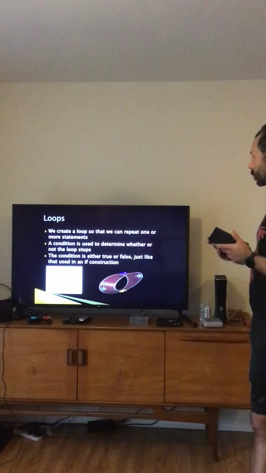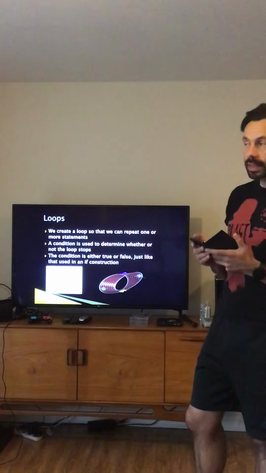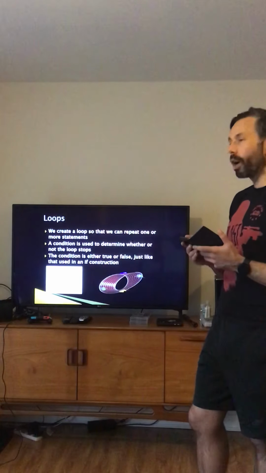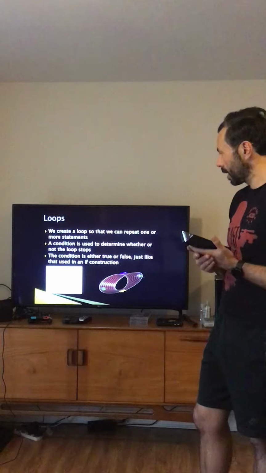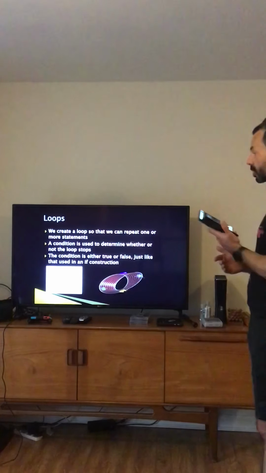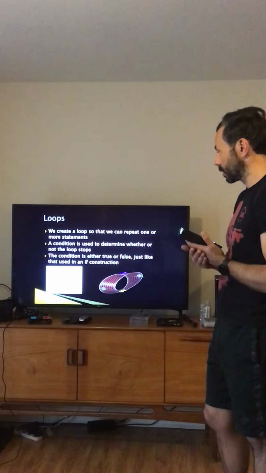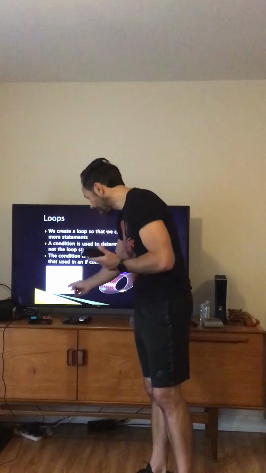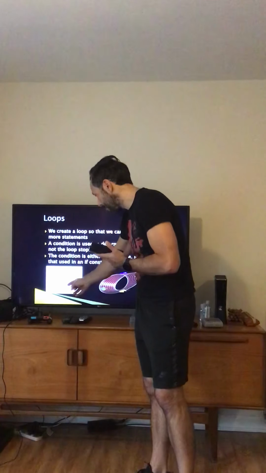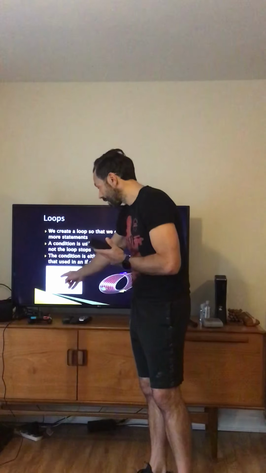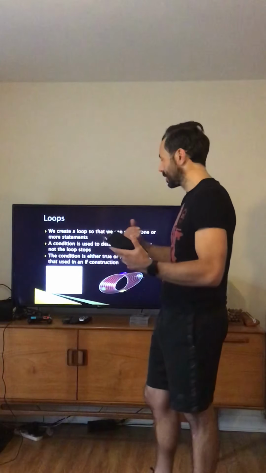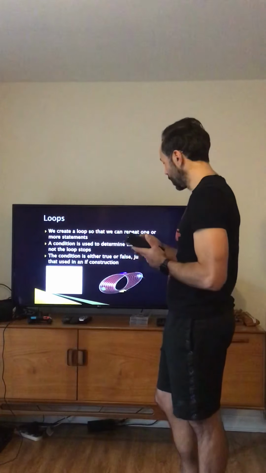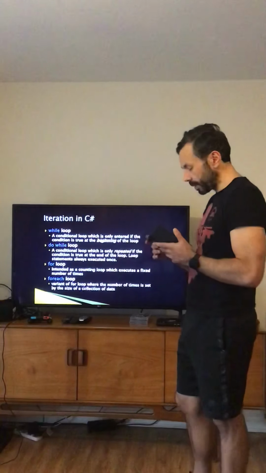Okay, so we create a loop so that we can repeat one or more statements over and over again until some form of condition is used to determine whether or not the loop actually stops. Okay, so the condition is either true or false, just like that used in an if construction. So you have a game loop perhaps. So you start, you've got a scenes loop, device input, render, and then exit. Yes, that can continually go round until some condition makes it stop. And once again, it can have a number of loops in there. So there's a loop section there.